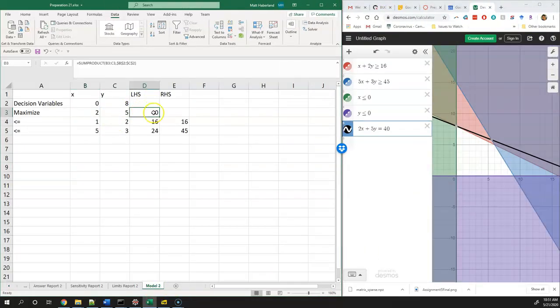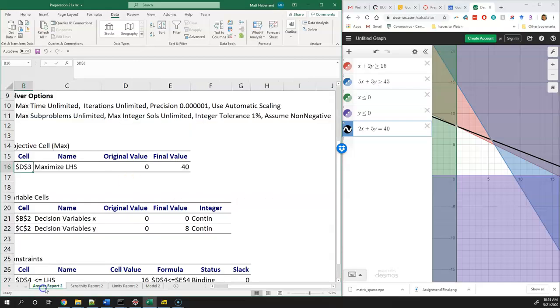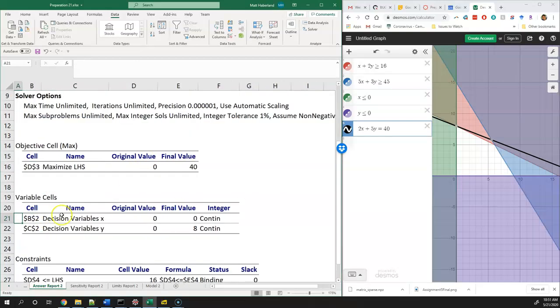D3 is our objective function cell, yep. All right, what else can we learn here? Variable cells, decision variable cells. Decision variables x and y, their original values were 0 before I did anything. Their final values were 0 and 8. That's where I'm getting my optimal solution.